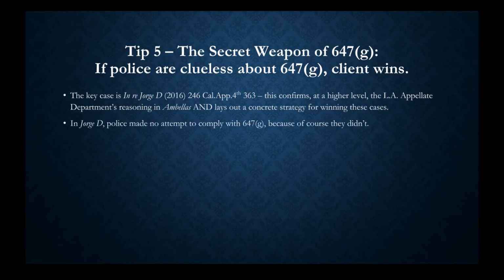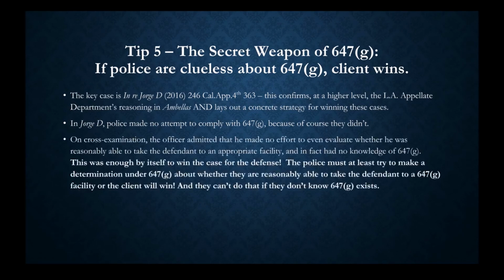So in Jorge D, which is a juvenile case, the police arrest this juvenile, and they just arrest him, and they don't try to take him to the drunk tank because, of course they didn't. They don't know it exists. So counsel in that case cross-examined the officer and got the officer to admit that they didn't even try to evaluate whether he was reasonably able to take the juvenile defendant to an appropriate facility, because he had never been trained on it and he had no idea it existed. And what Jorge D says is that that means the defense wins, and it's not guilty, and you're entitled to a dismissal, because the G statute demands that the police at least try to make a determination about whether they're reasonably able to take the defendant to a suitable facility. And if they don't do that because they don't know it exists, the defense is entitled to a dismissal.